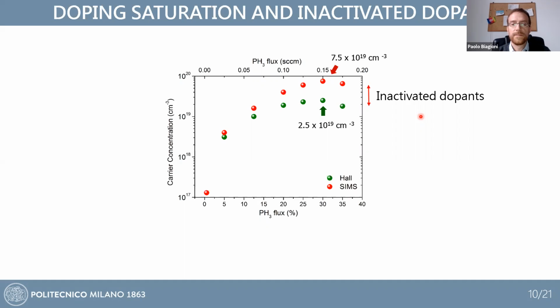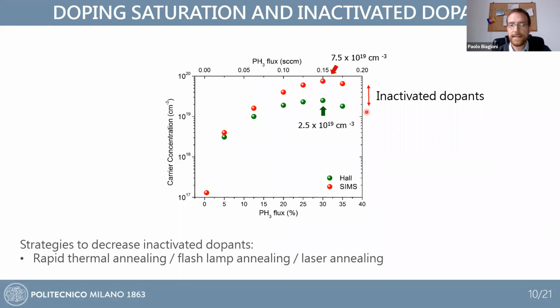So one has to make these inactivated dopants active. In order to do this, we typically employ annealing strategies to provide thermal energy and allow them to adjust themselves into the proper substitutional positions. One can go for rapid thermal annealing on the millisecond time scale, flash lamp annealing on the microsecond time scale, or laser annealing on the nanosecond time scale.